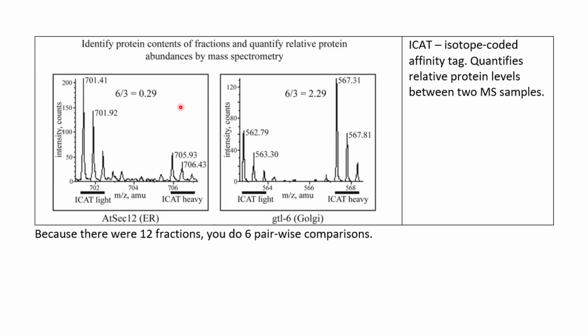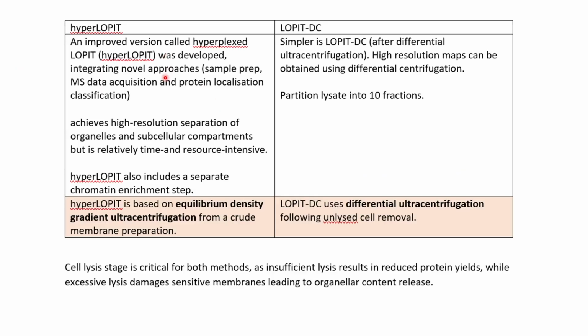So this is LOPIT. However, LOPIT was improved in like 2018 or something like that. And there are two variants of LOPIT. There's hyperLOPIT and there's LOPIT-DC. So hyperLOPIT is hyperplex LOPIT, and it just has a bunch of improvements, and it achieves high resolution organelle separation, but it's time costly and resource intensive.